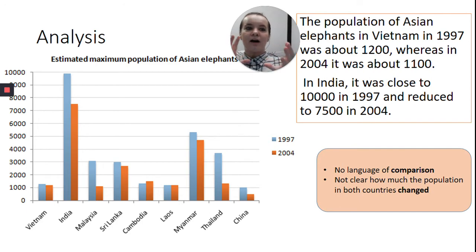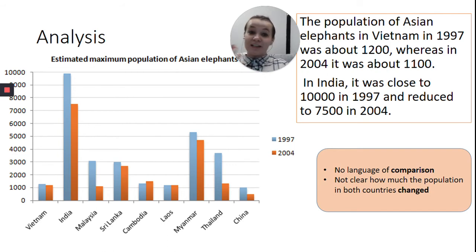When you see the second sentence, in India it was close to 10,000 in 1997 and reduced to blah. Again, good, the student used the word reduced, but how much? How did it reduce? Was there a drastic change? Was there a tiny change? There's something missing here. These two sentences look very dry. It's like, okay, in Vietnam it was like this, then like this, then like this. Where is the analysis?